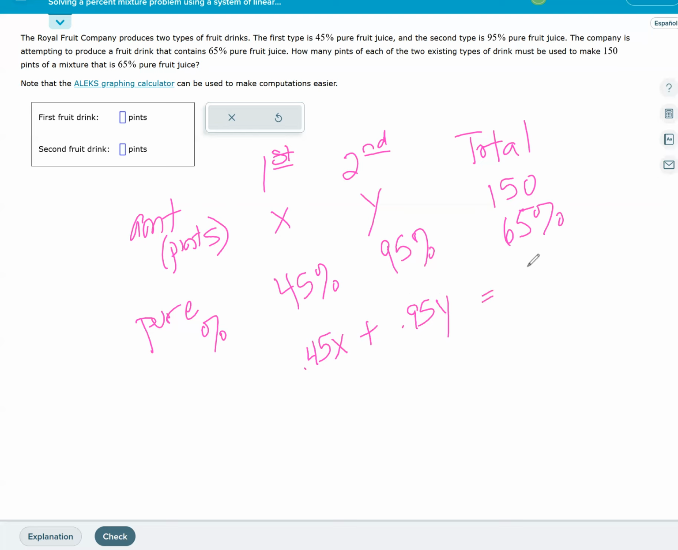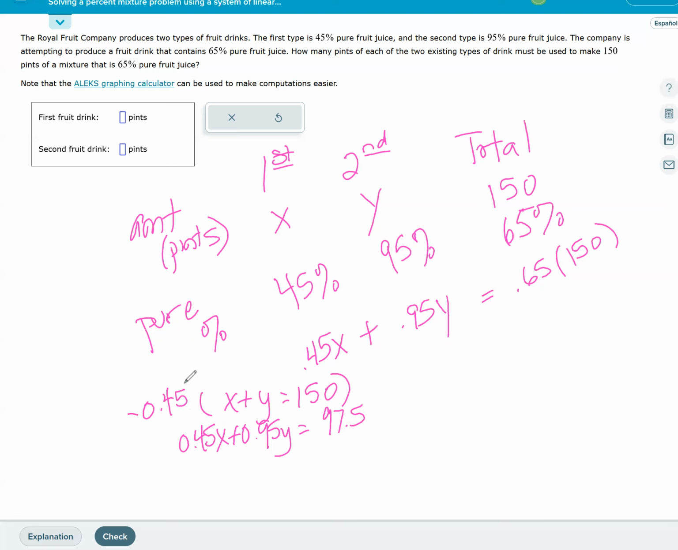And we want that to equal 65% of the total. So we have two equations, x plus y equals 150 and 0.45x plus 0.95y equals 65% of 150. And let's just see what 65% of 150 is, 97.5. Okay, I'm going to multiply the whole first equation by negative 0.45. And I'm going to write it below the other one.